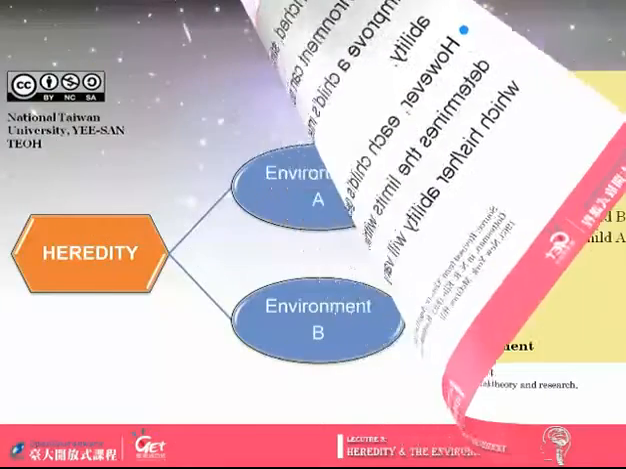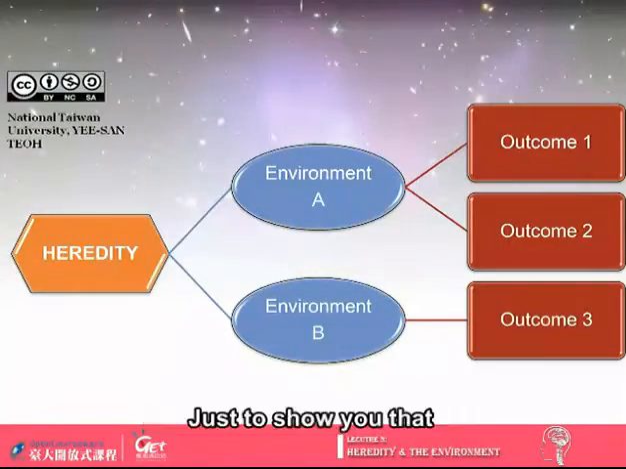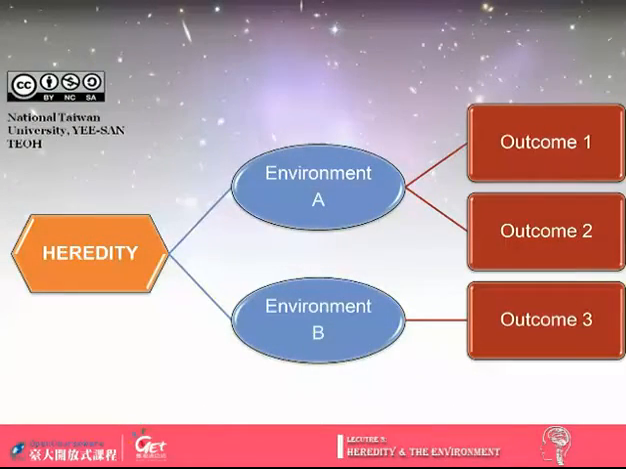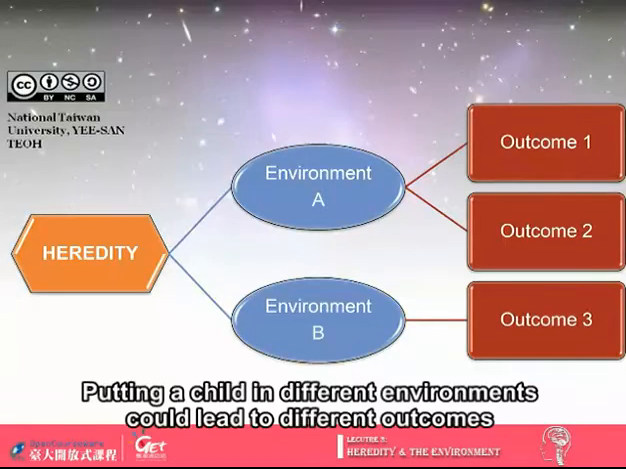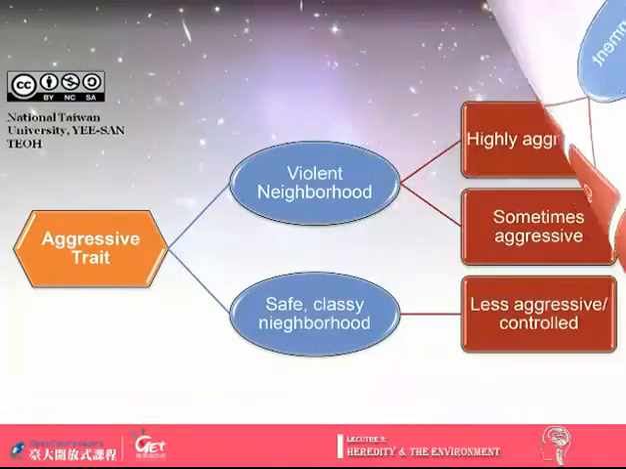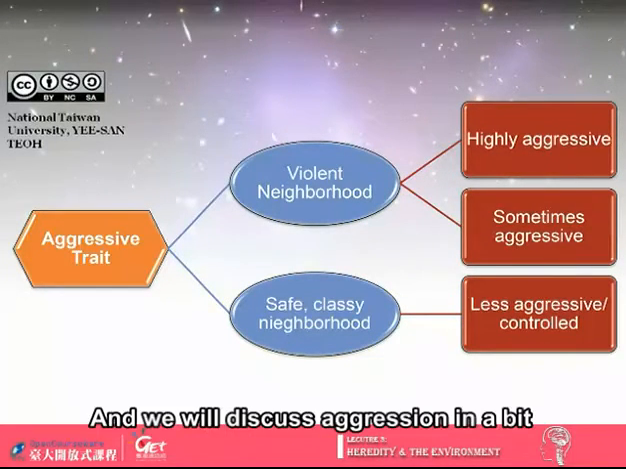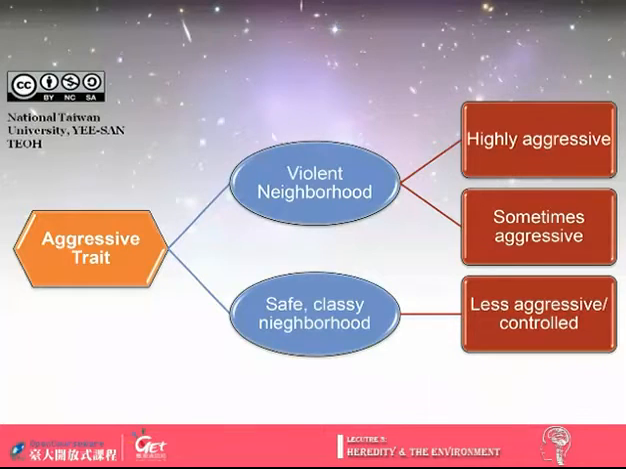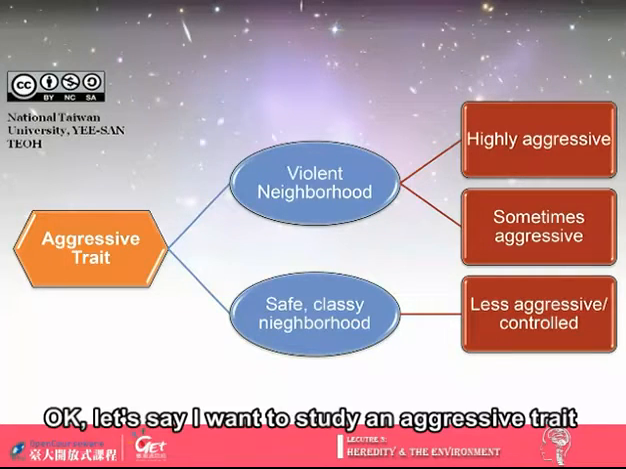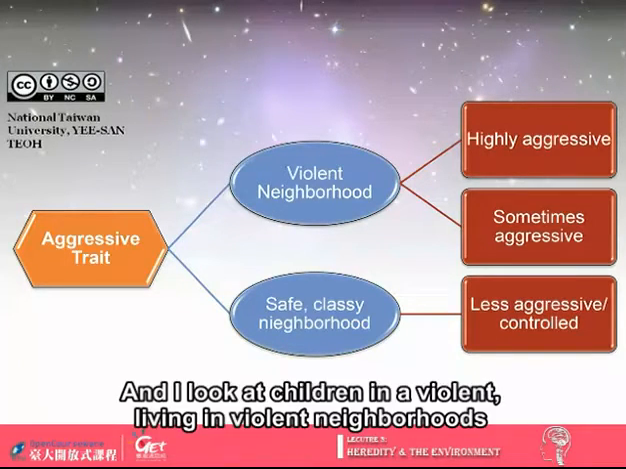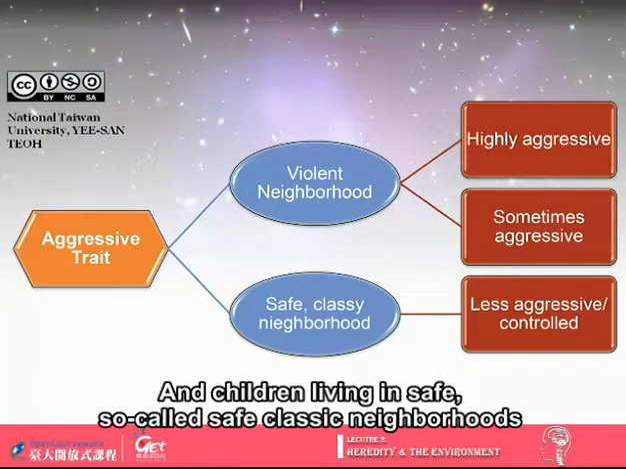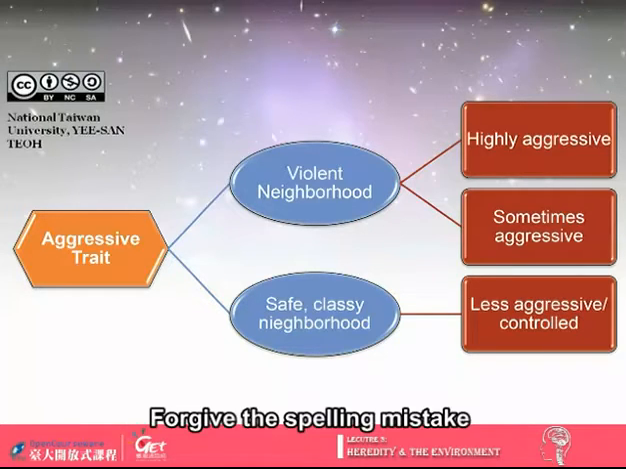Okay? So if I put it in a chart like this, just to show you that putting a child in different environments could lead to different outcomes. Now, if I put in aggression here, and we will discuss aggression in a bit. Let's say I want to study aggressive trait, and I look at children living in violent neighborhoods, and children living in safe, so-called safe, classy neighborhoods. Oh, forgive the spelling mistake.